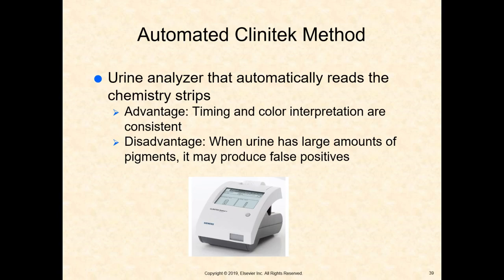Another way that we do this, which is a lot easier, is automated. I'm going to have you guys do it manually first so it really gives you an appreciation for the automated method. It automatically reads the reagent strips, so timing and color interpretation are consistent, but when the urine has large amounts of pigments, it may produce a false positive. An example is a medication people take called azo, or phenazopyridine. It makes your urine turn bright orange, and that makes every single strip on the urine turn orange. So in that case, almost everything is inaccurate with the dipstick. We have to go off of what the microscopic says.